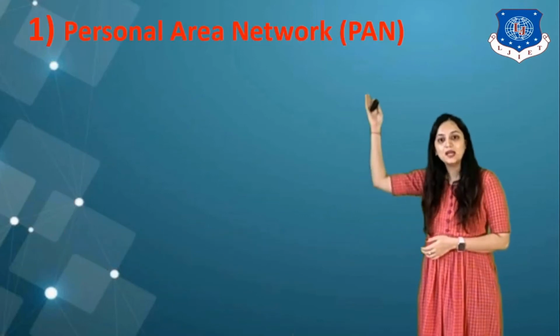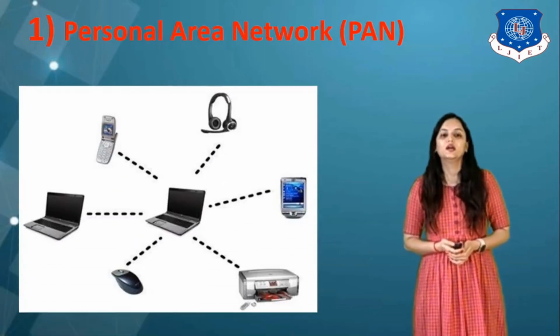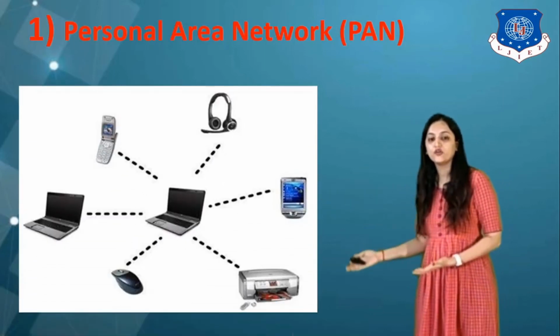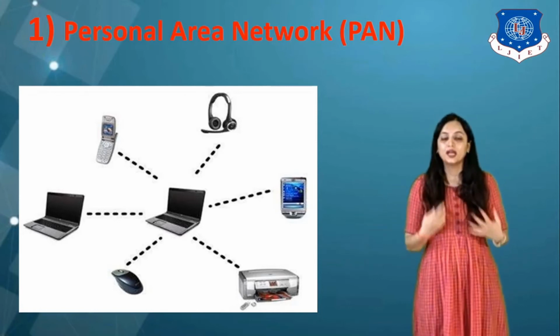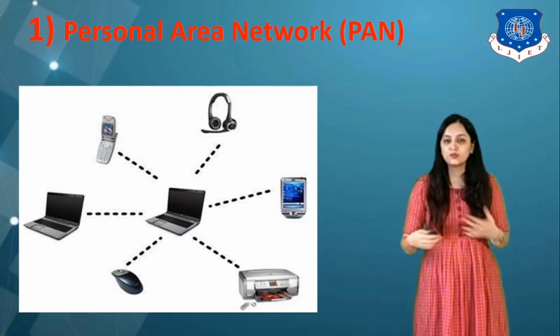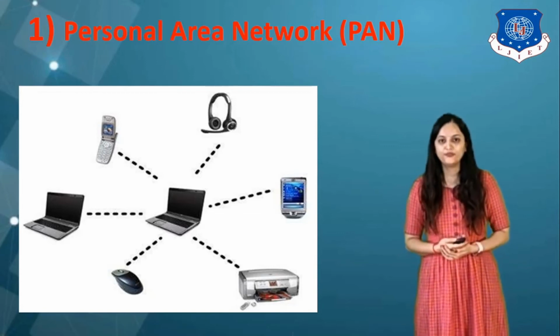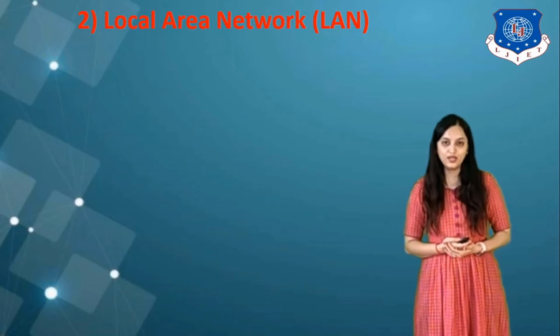So first one is PAN, which is personal area network. Let's say for example, if you want to communicate with your mobile device, your wireless printer or headset device that are wireless, then the distance covered is under the category of personal area network. And for wider distances, we have to move to the next category, that is LAN, local area network.